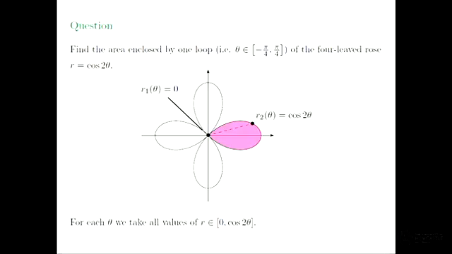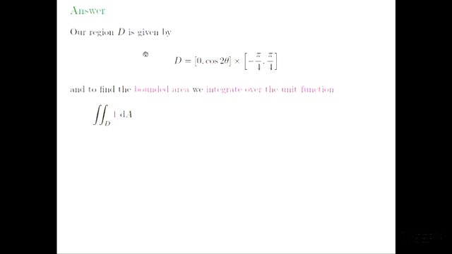Cos 2 theta, right? Because that's the value of the function. The function is saying at any given theta, the distance is going to be given by cos 2 theta. So when theta is between minus pi quarter and pi quarter, r is in 0 through cos 2 theta. So that's this rectangular region. We're going to go from 0 to cos 2 theta by minus pi quarters to pi quarters.